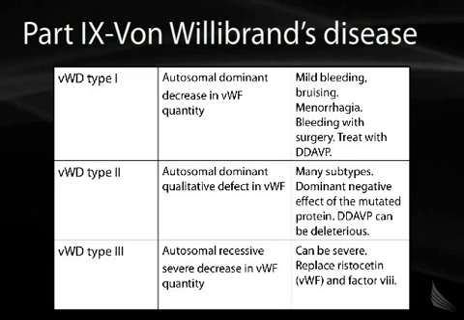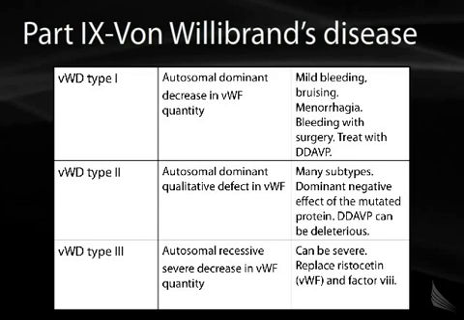If it's type 2, this is another autosomal dominant picture. This is a qualitative defect in von Willebrand's factor. Many different subtypes in type 2. There's a dominant negative effect of the mutated protein that disallows the clot aggregation. DDAVP in this case can be deleterious. Why would that be? Again, because this is a qualitative defect that needs aggregation, that's involved in clot formation. And so if you're adding more von Willebrand's factor or a derivative of it, you can actually make it worse. Type 3 is the only one that's autosomal recessive.